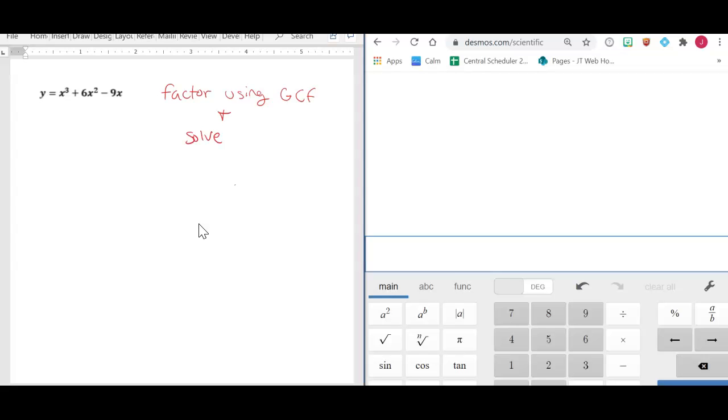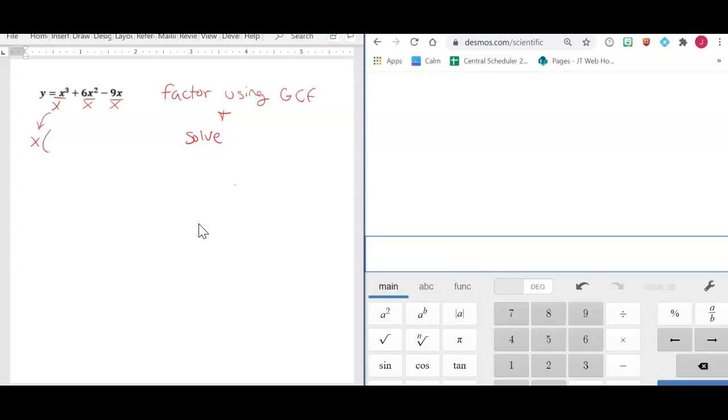So our first step is to look at the equation and basically put a little fraction bar under each term. And so I see that there's no number in common, but there is a letter in common in each of the three terms. So I can take out at most one x. So x is our GCF, and then I do some mini division problems.